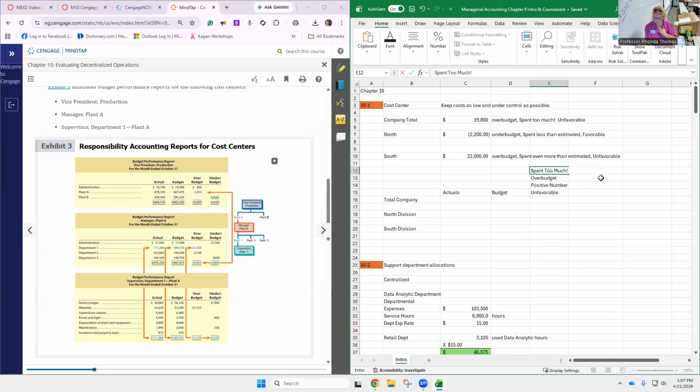Okay, but over here, this is under budget, which is a negative number. This is actually favorable. So spent less than estimate. Okay, so just to keep you going with what these mean. Okay, so now let's go to the problem.